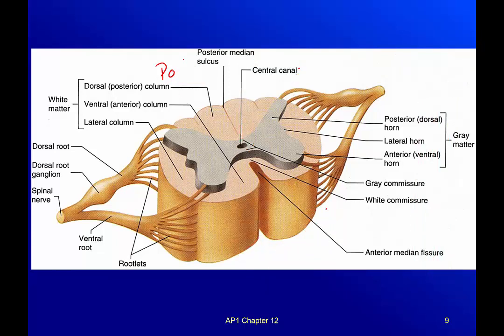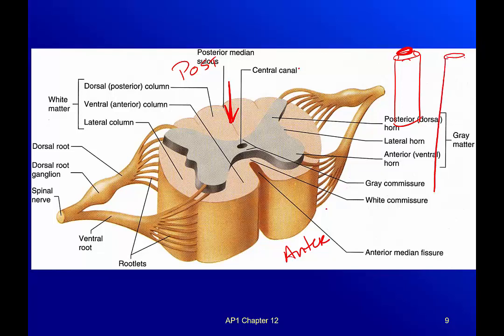Now, again, posterior, anterior, still the same. This is still posterior. This is still anterior. Let's talk about the white matter. So we know that we've got this long thing with the butterfly in the middle. If I were to just take this piece of the white matter right there in the back, this one right here, and isolate it, it would kind of look like that, right?